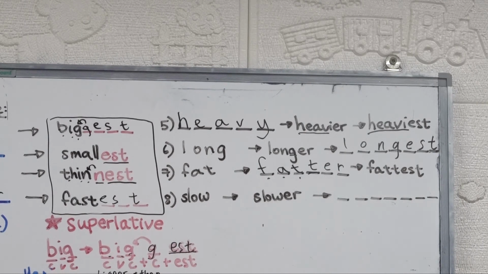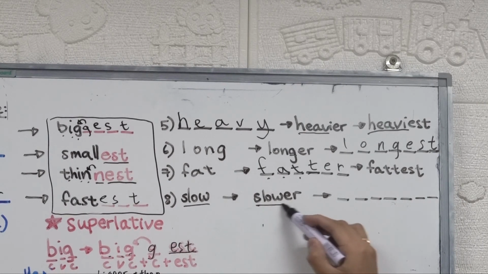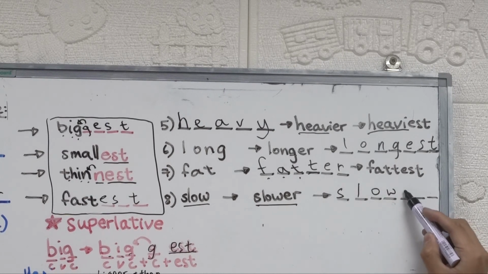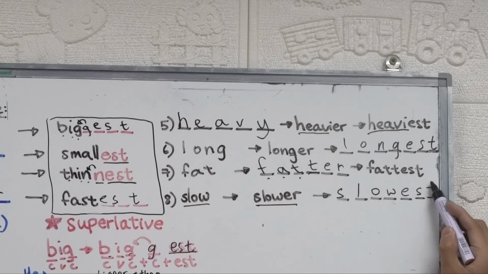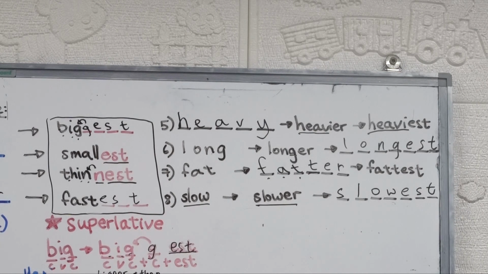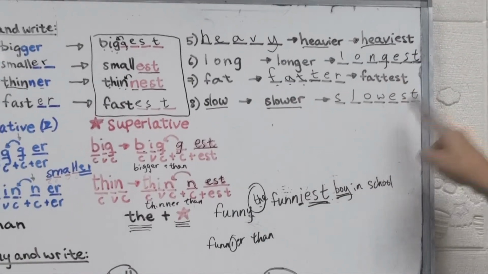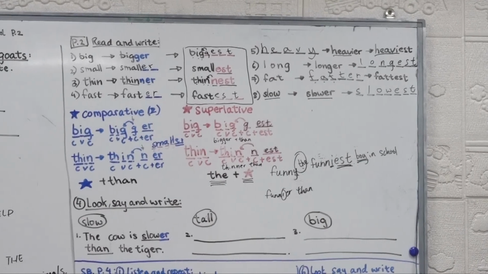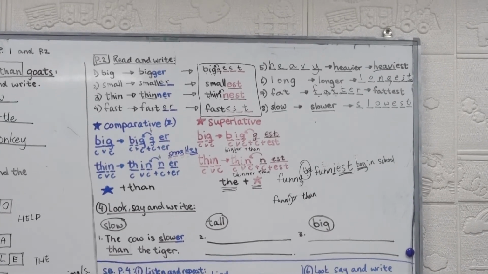Alright, now let's go to the last one. The last one, we have slow, slower, and slowest. Right? Slowest. Alright, so this is how we do normal, comparative, superlative, right? Slow, slower, slowest. Okay?